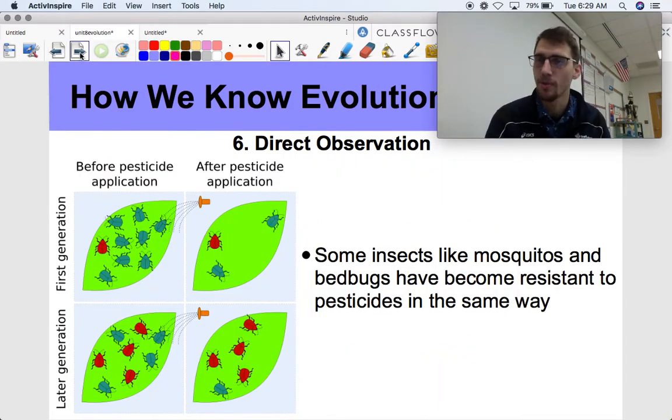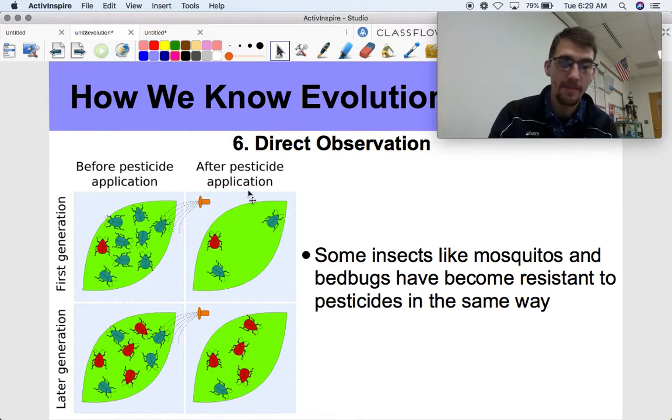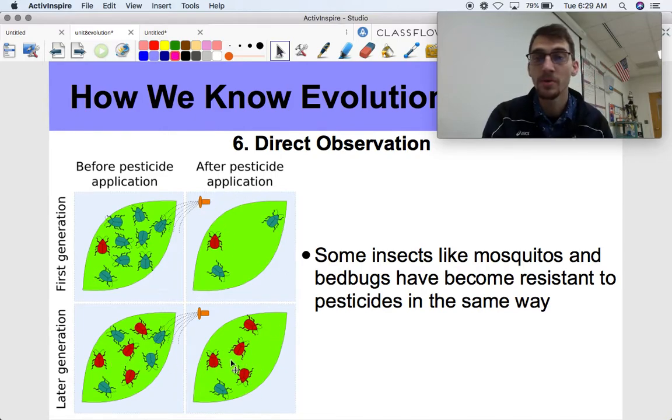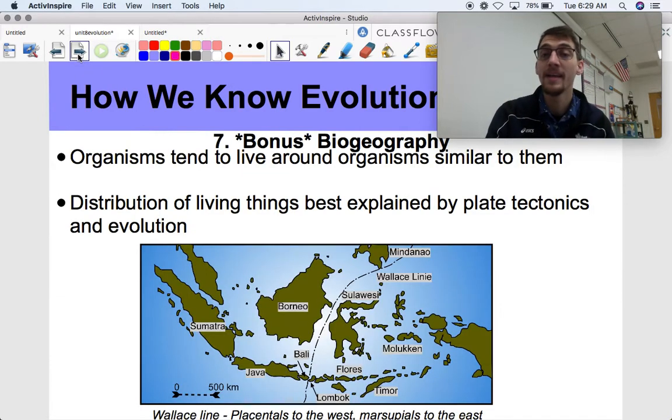And we're actually struggling with antibiotic resistance in the medical field right now. Same thing with different types of pests, like bed bugs and mosquitoes, and their resistance to pesticides. It's the same way. Check it out. You have some that are resistant. You apply the pesticides, and then you leave a whole bunch of room for those resistant individuals to multiply. And that is evolution happening in real time.